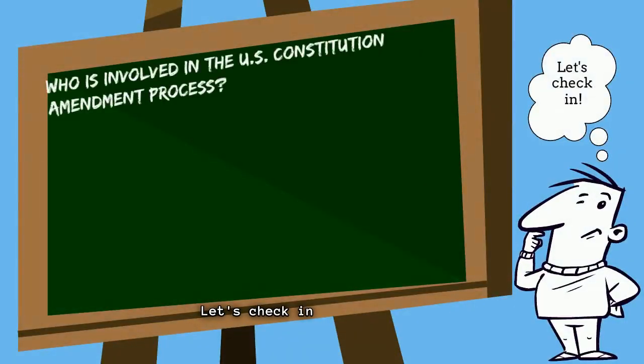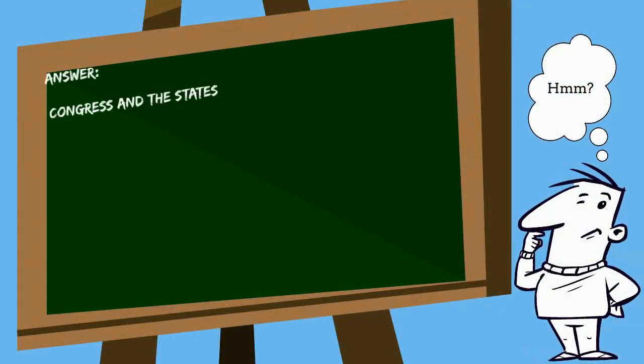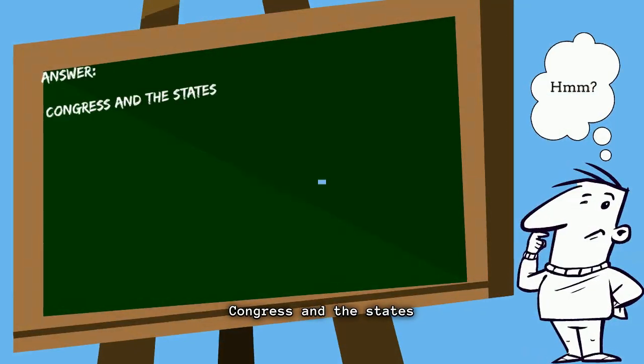Let's check in. Who is involved in the U.S. Constitution amendment process? Answer: Congress and the states.